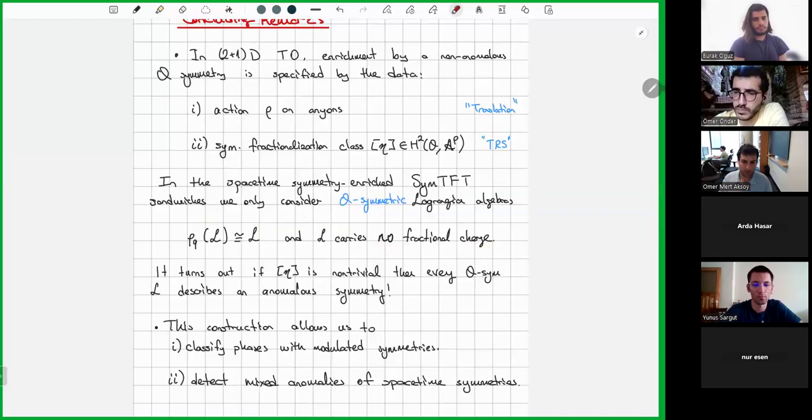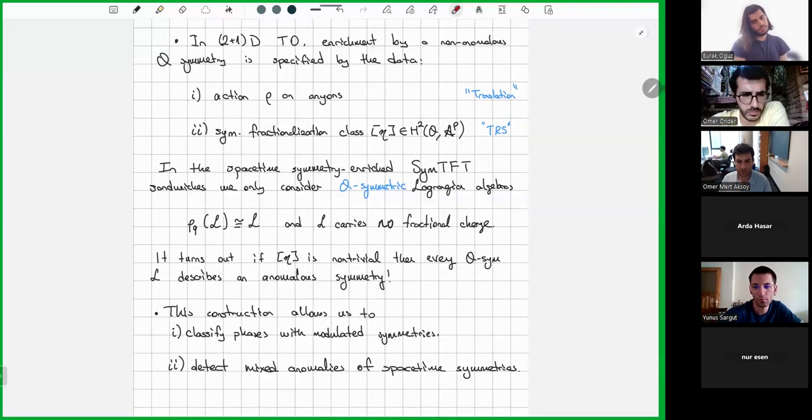Actually, it turns out that you can show that whenever this is non-trivial, whenever there is some symmetry fractionalization, any such sandwich construction with Q-symmetric Lagrangian algebras describes some anomalous symmetry. So actually, those sandwiches only describe anomalous symmetry. The non-anomalous ones break the symmetry at the boundaries, as we had seen for the time reversal.